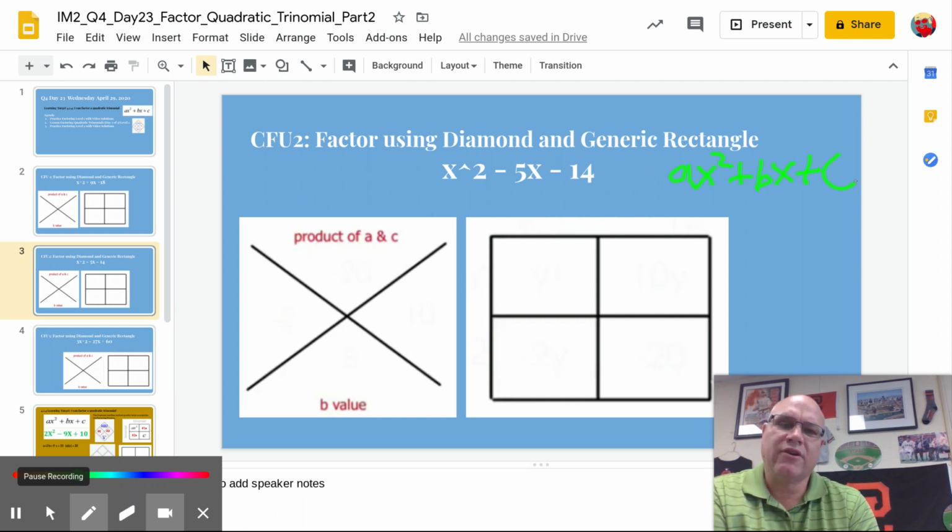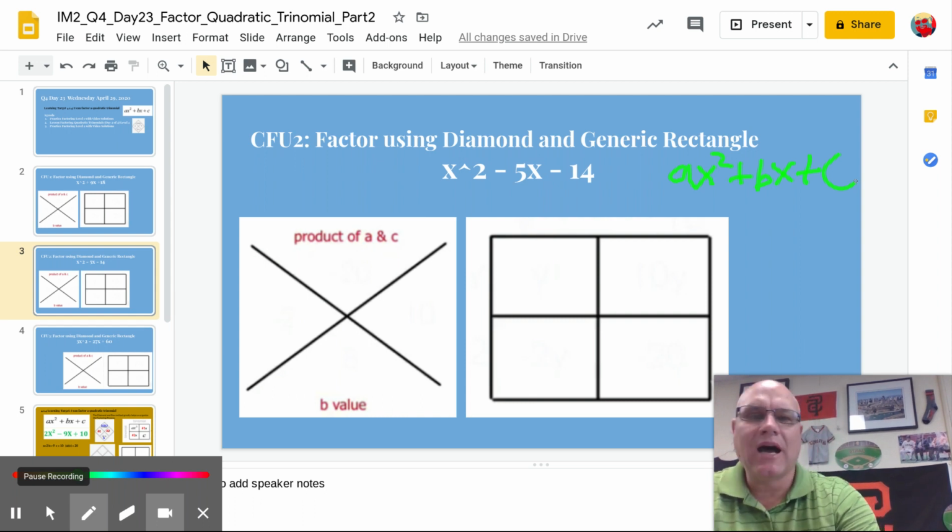Okay, we're going to factor x squared minus 5x minus 14. So remember, this follows the general form of ax squared plus bx plus c for this quadratic trinomial. There's no GCF to pull out since it's just a 1x squared problem, so we're just going to factor right away.